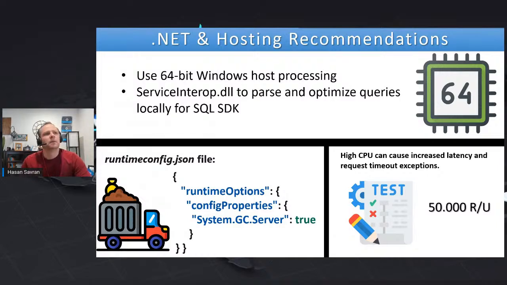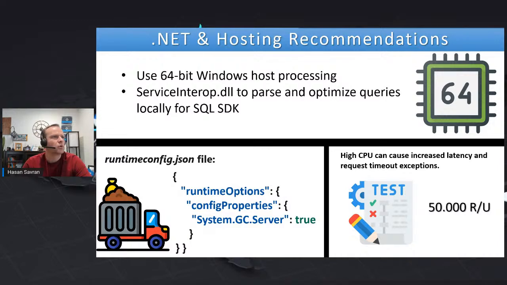Next, there are some other tips and tricks that you can do if you are using .NET. So, for example, for .NET, you want to be sure that you are using the 64-bit Windows host processing. Don't keep it in Any CPU or 32-bit. The main reason for that is in 64-bit, we have this ServiceInterop.dll. This DLL is available only in 64-bit, and it helps you to parse and optimize your queries locally, so you don't have to call Cosmos DB for that. So you are really saving one request for each query. So if you're in .NET, just be sure that you are using the 64-bit Windows host processing.